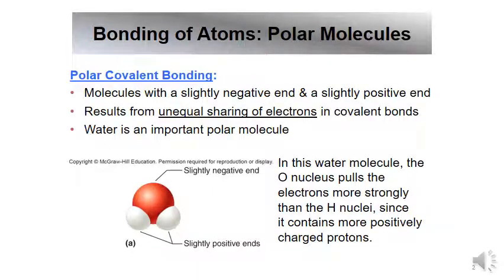Okay, so with covalent bonding, there are actually two types. There are polar covalent bonds and then non-polar covalent bonds. So I want you to know here for the polar covalent bonds, this results from unequal sharing of electrons in covalent bonds, so between the different atoms. And know that water is a polar molecule, meaning that it's made from the polar covalent bonding.